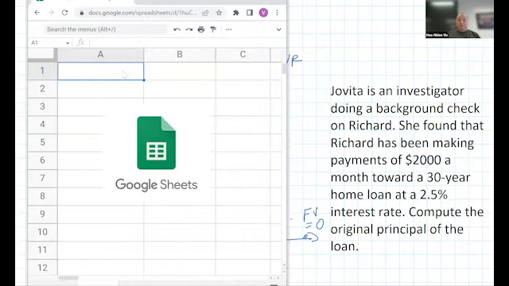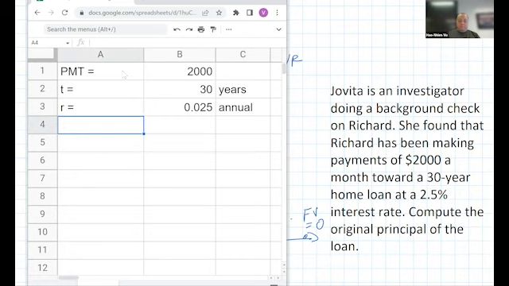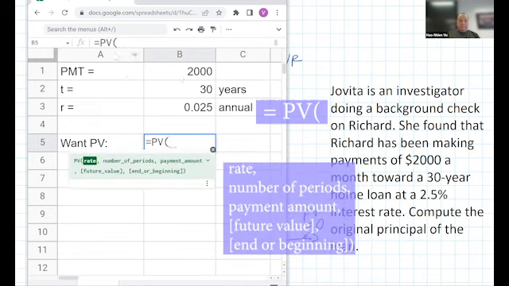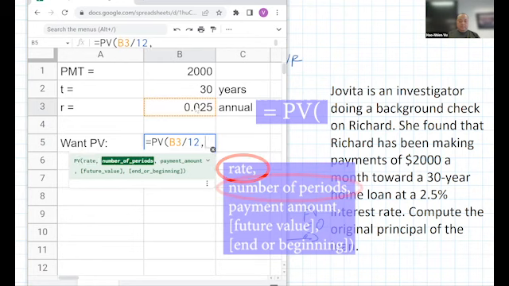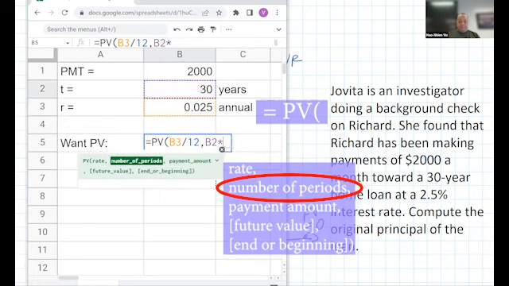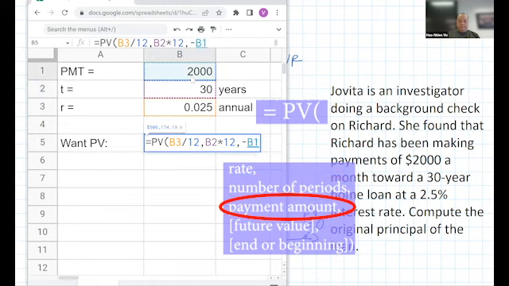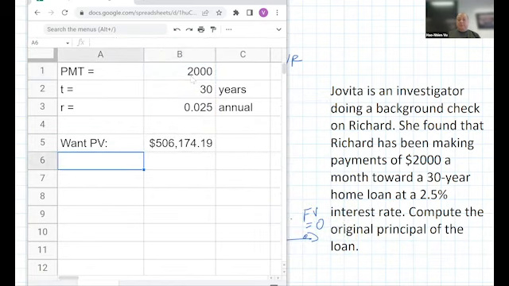This can be done in Google Sheets as well. PMT equals... we want the present value, so equals present value. Number of periods. Payment amount minus this 2,000. And everything else is default, 506,000.